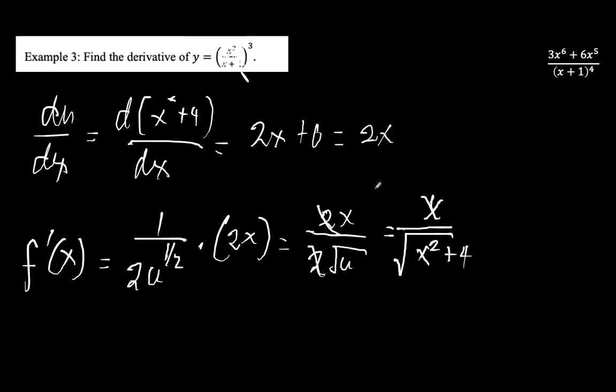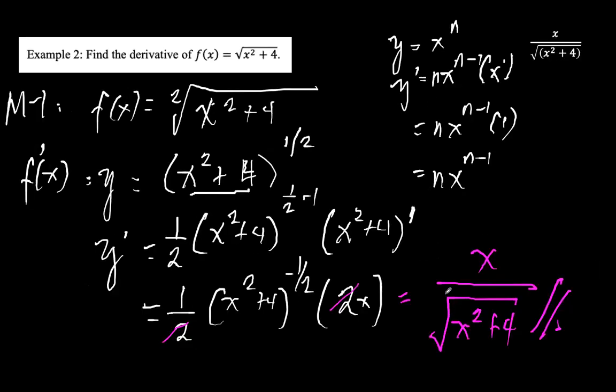So let's check if we got the same answer. x over the square root of x squared plus 4. Here we go, we got the same answer. So whichever method we use, we'll get the same answer, okay?